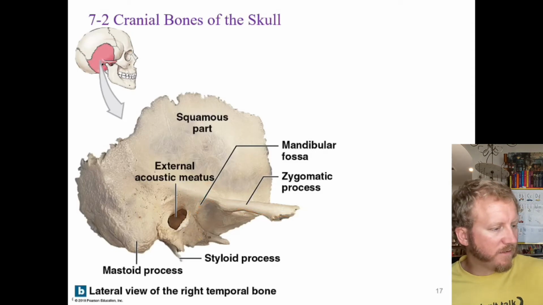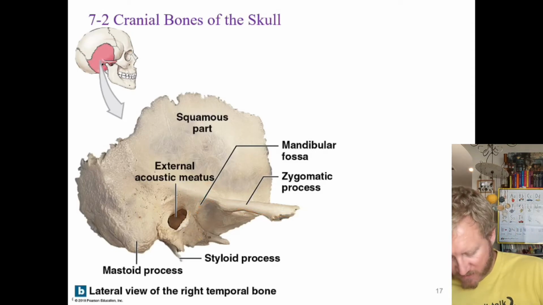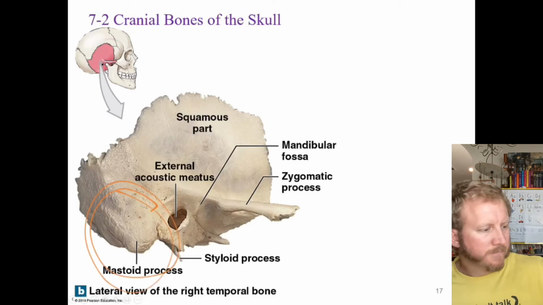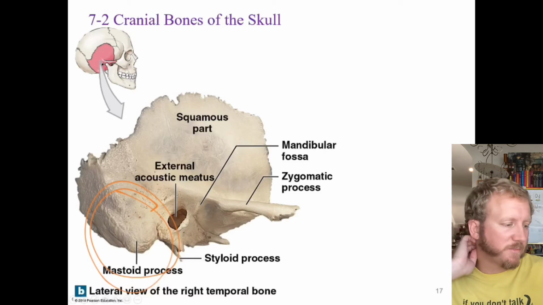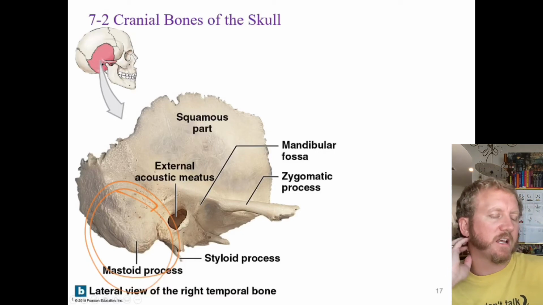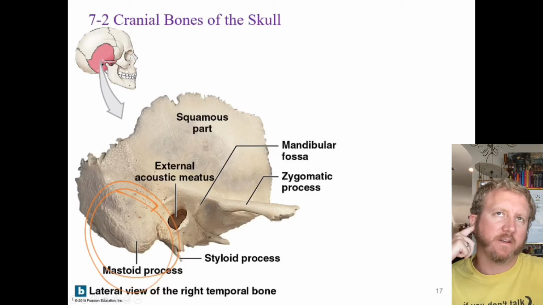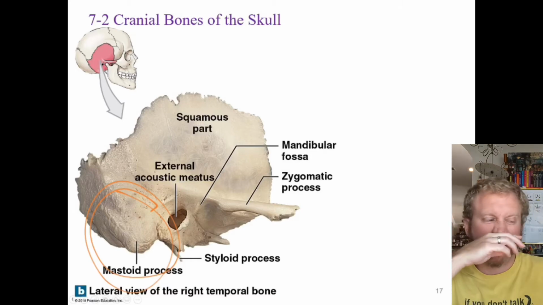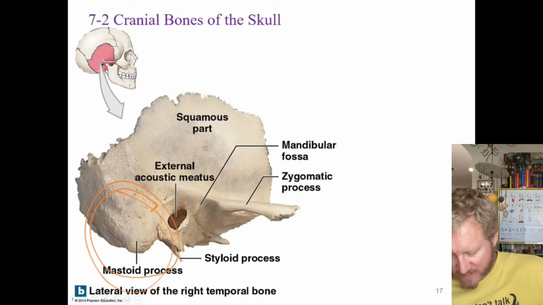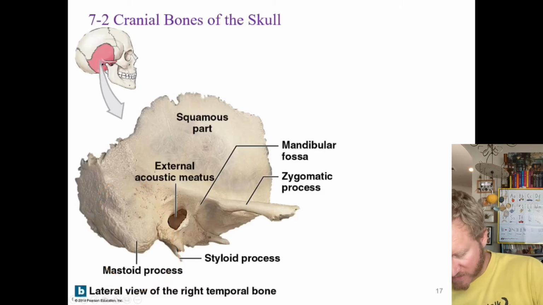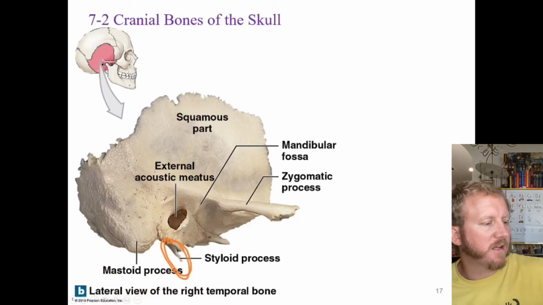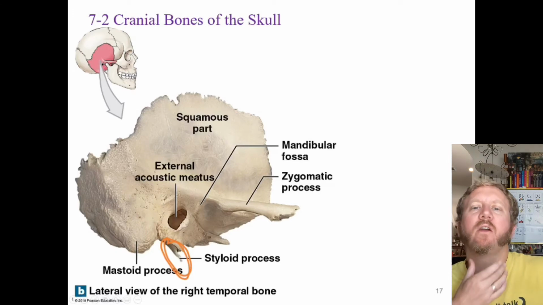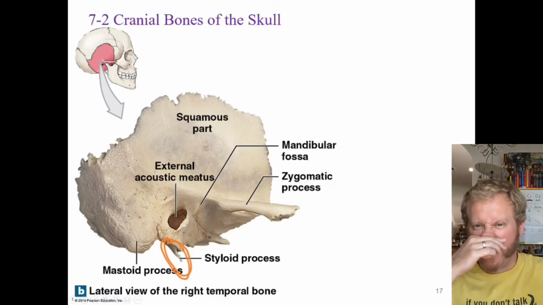Then we have the mastoid process, which is down here at the bottom. That's a site of muscle attachment for your neck muscles primarily, and it contains mastoid cells that connect to the middle ear cavity, and that's where your auditory ossicles are. The styloid process, which is this little projection right here, attaches to tendons and ligaments of the hyoid, the pharynx, and the tongue.